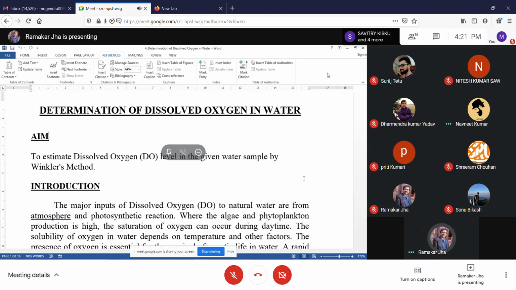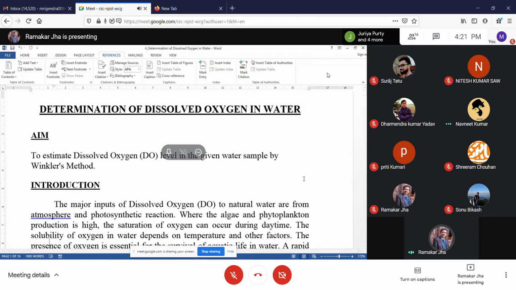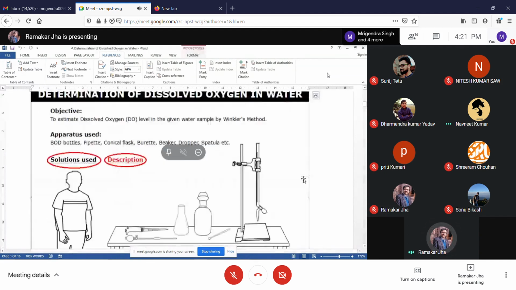6.7 into 10 divided by 9.8 will give you 6.838, something like that. It means 6.384, right? So now we will see that. Part A, process. That is the Winkler method.